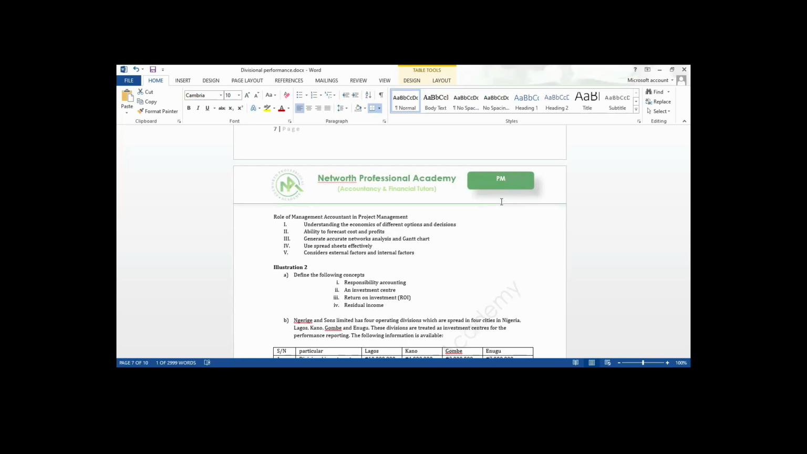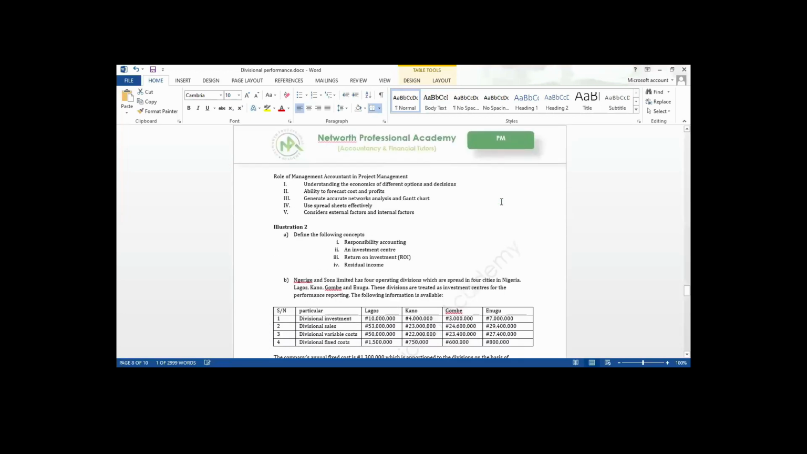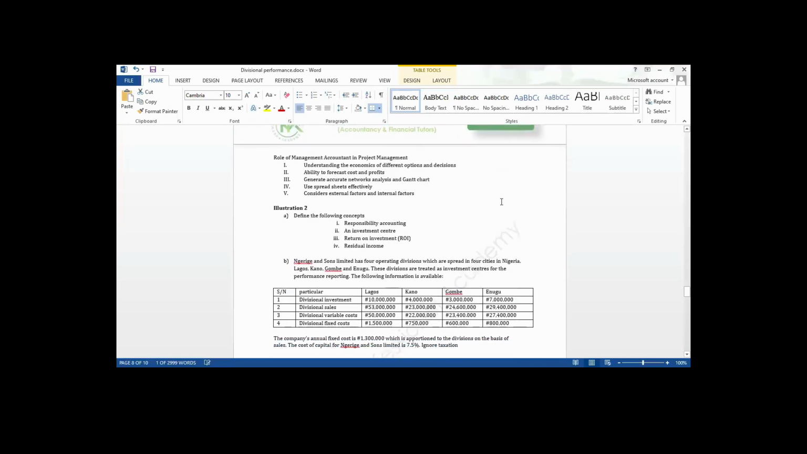We do this in statistics. When you draw, that's what you do under decision tree. If you get to risk and uncertainty, it will take you to decision tree. We are going to have network analysis to show the path of the decision. Then you must consider external factors and other internal factors.